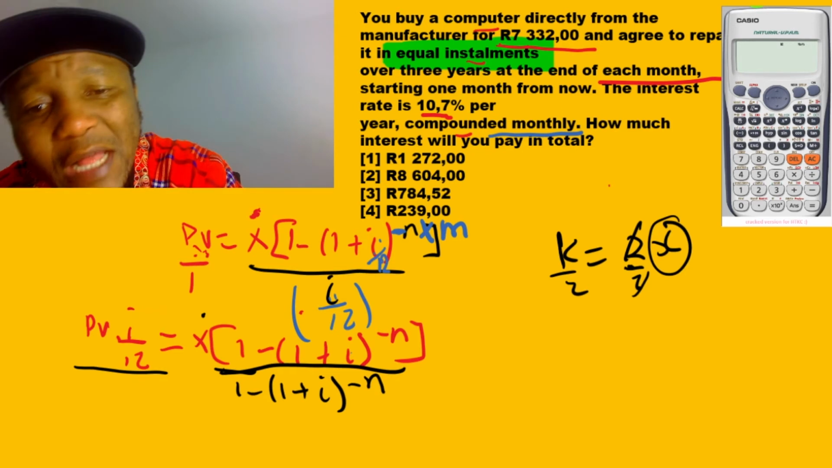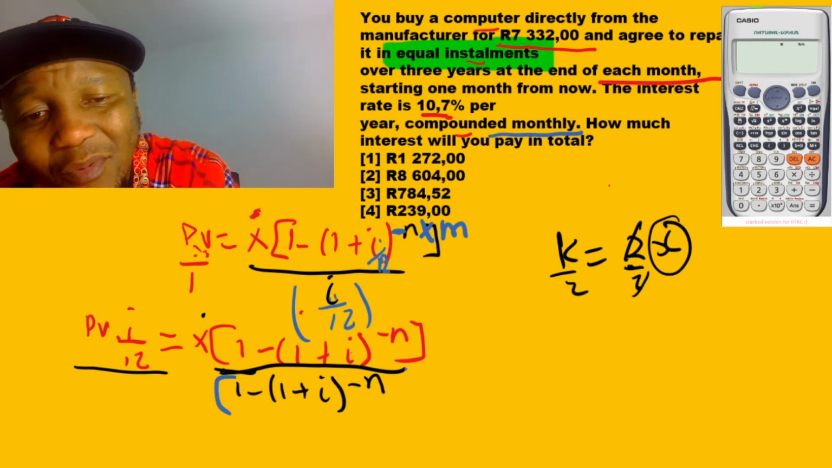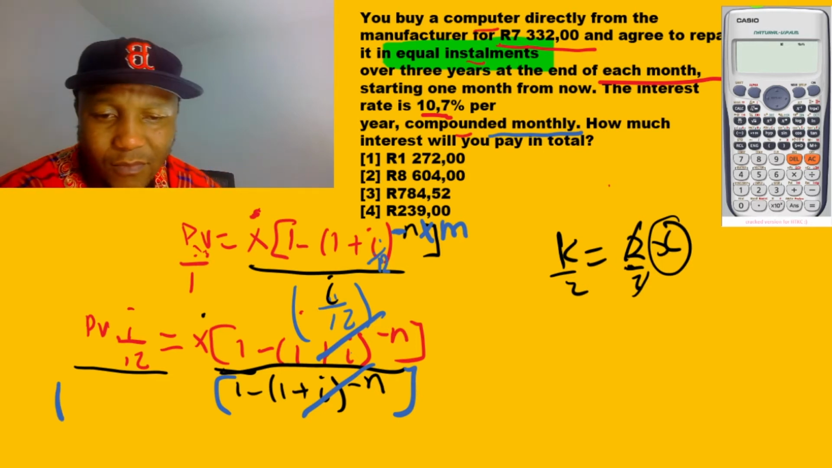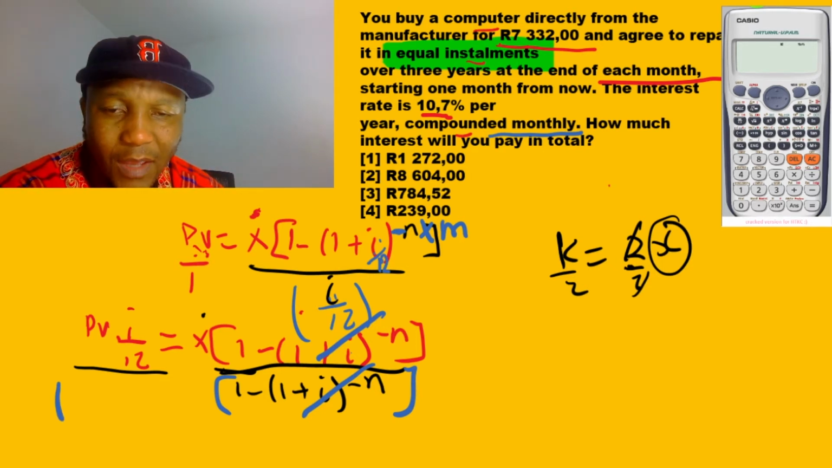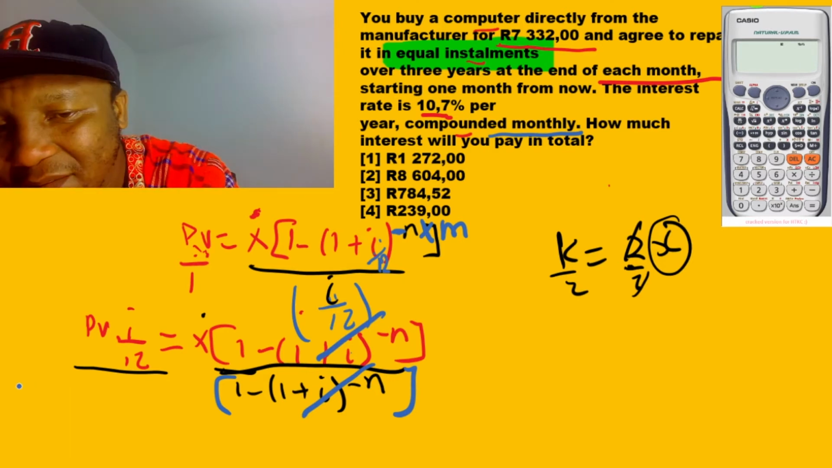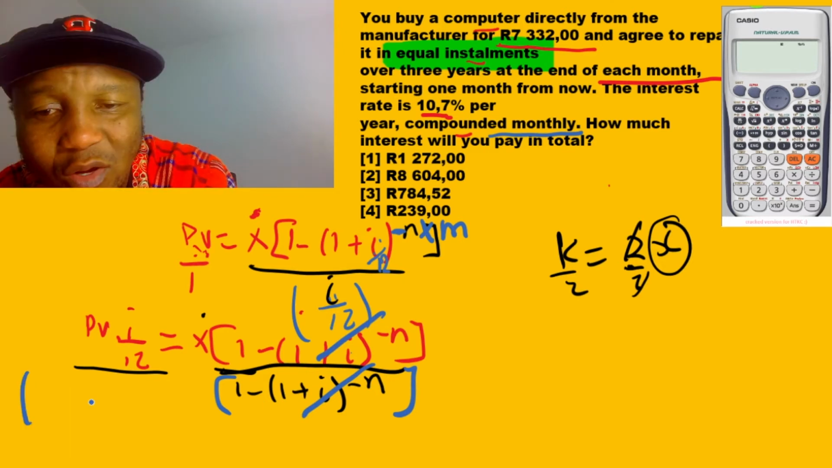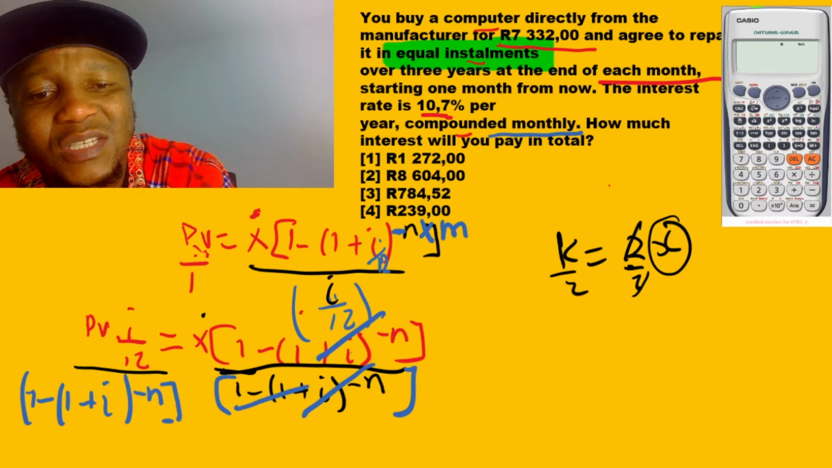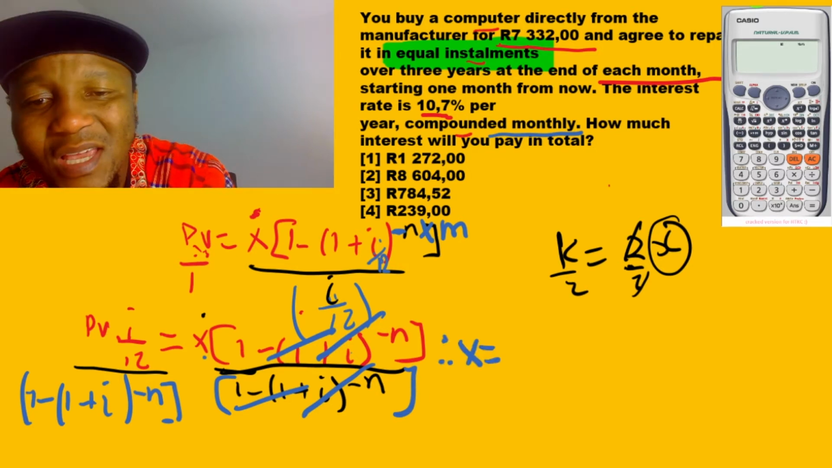How? Just follow. So here we're going to say bracket, bracket. And what happened? Doesn't this cancel? But the same thing I must write here also. So divide here: 1 minus bracket 1 plus i to the omega. So this is the answer, and I'm left with only x. So finally, x, the monthly payment, equals PV, the present value, times the interest rate.